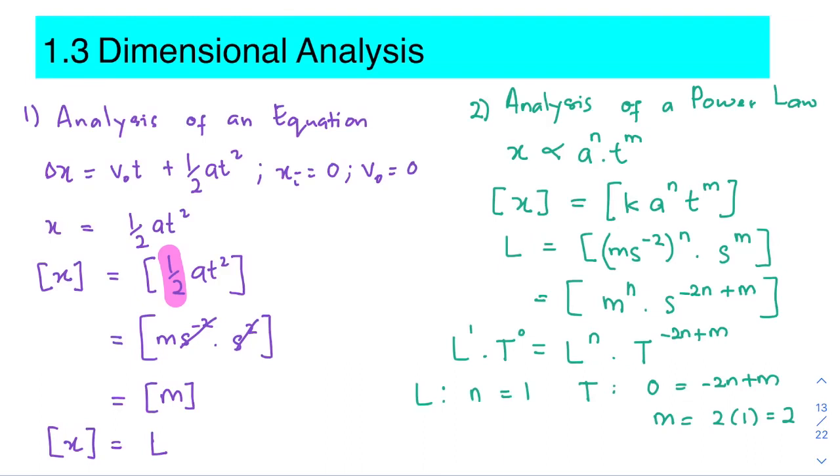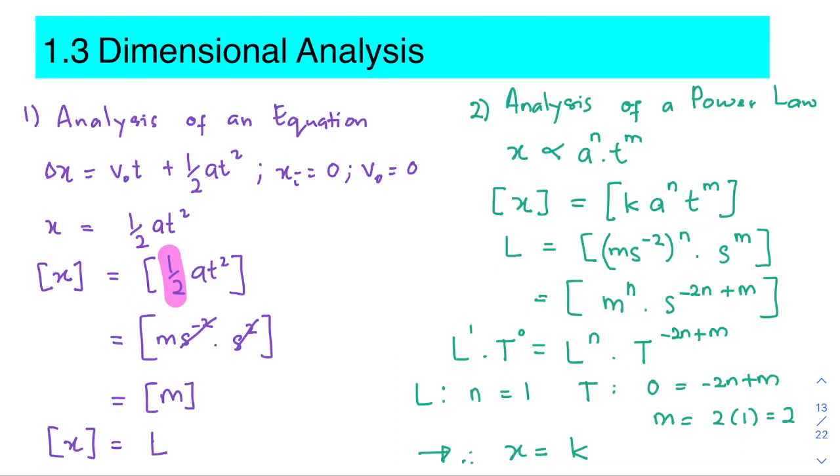So let's refine your formula here and put it properly, finally. Your x is equivalent to the numerical value k. We don't know it yet. By using dimensional analysis, we cannot get the numerical value.